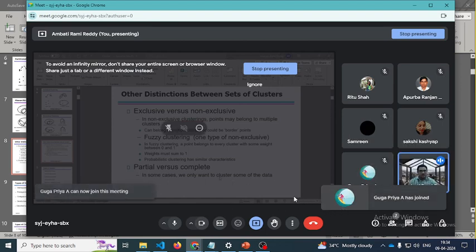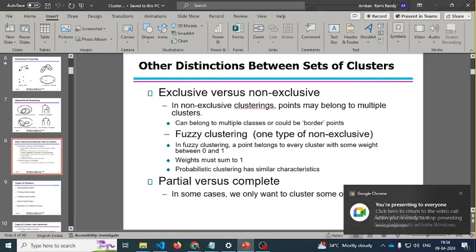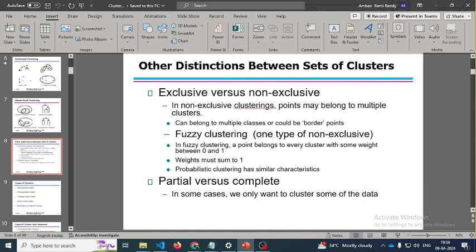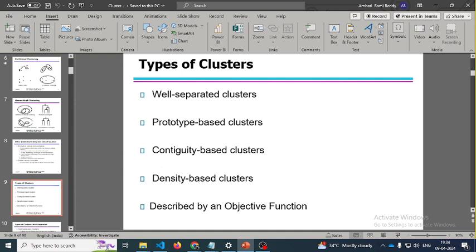In some cases, you want to group only some of the data. In such cases, you call that clustering a kind of partial clustering, not complete clustering, because you are using only some of the data, not all the data. So that is about the distinction between sets of clusters.